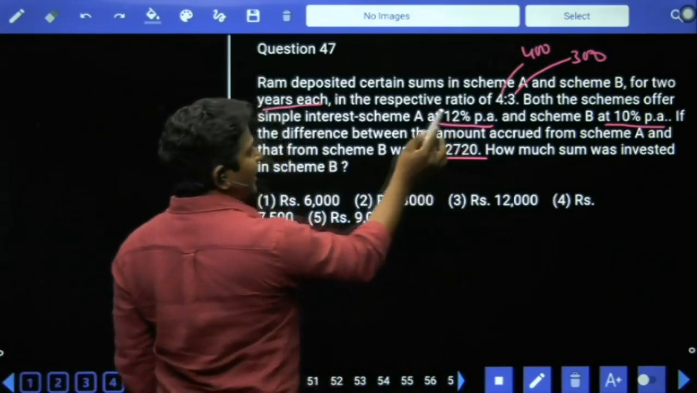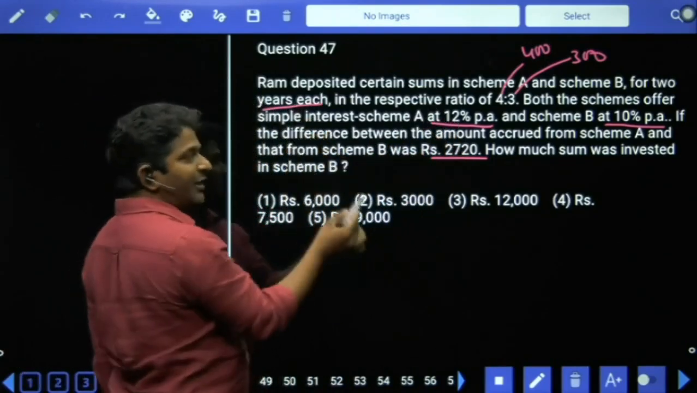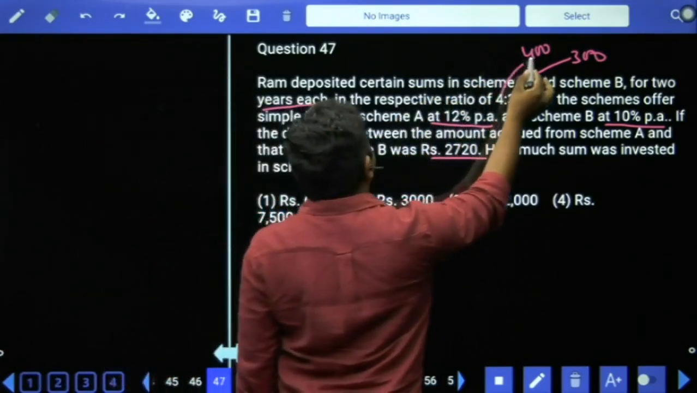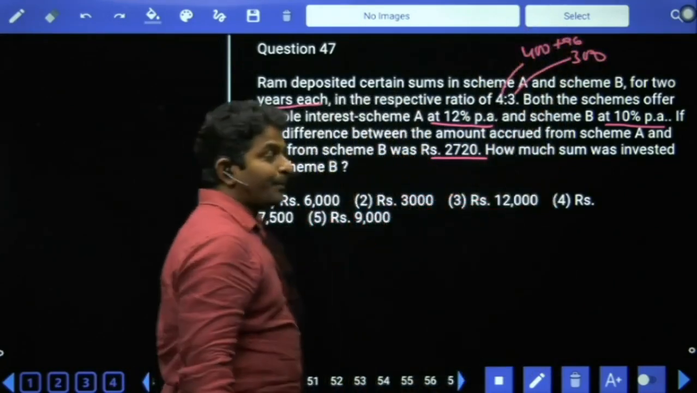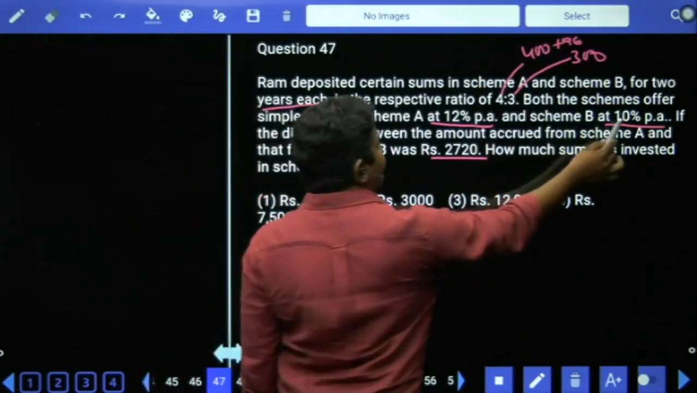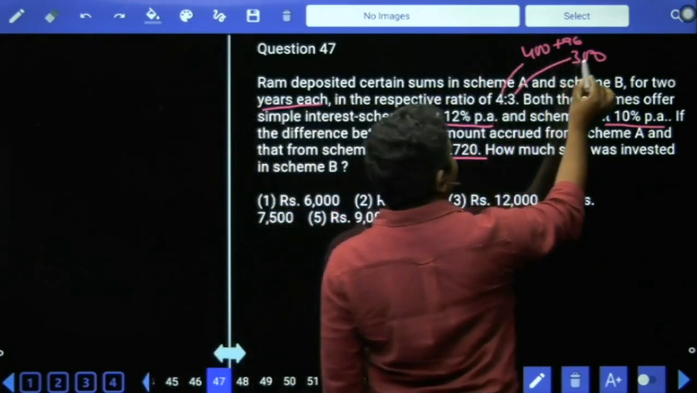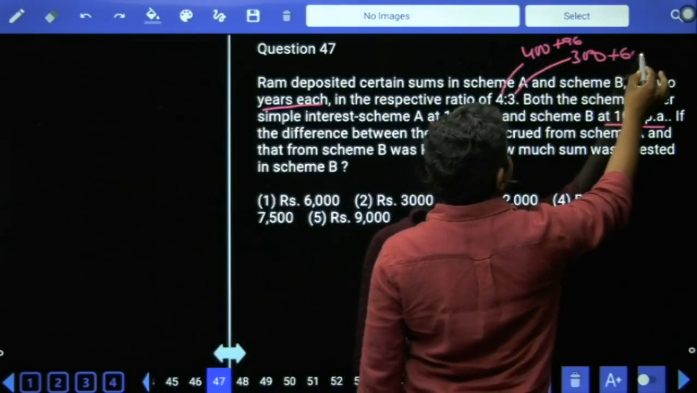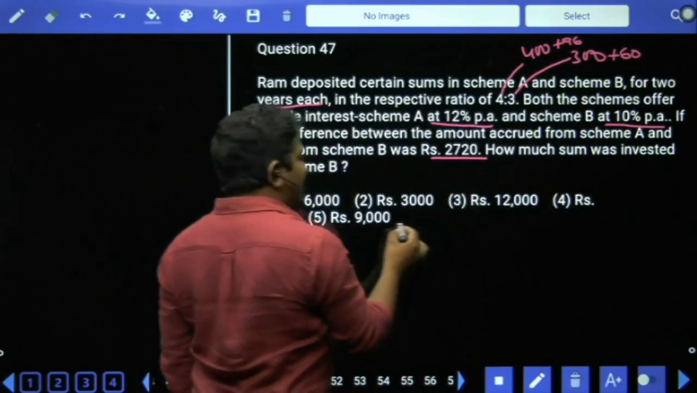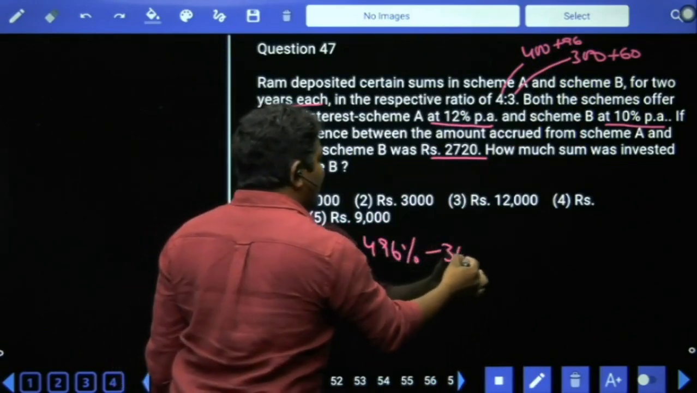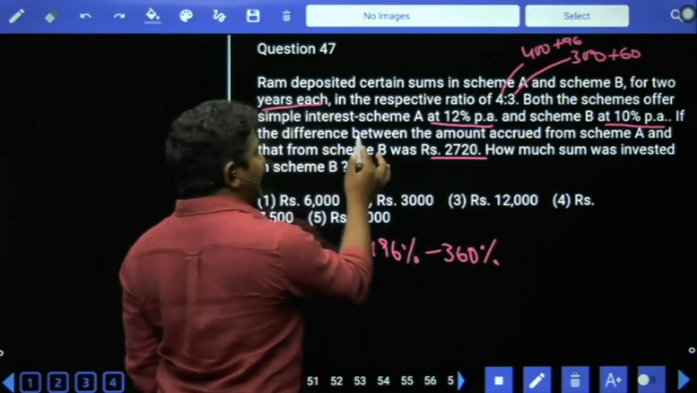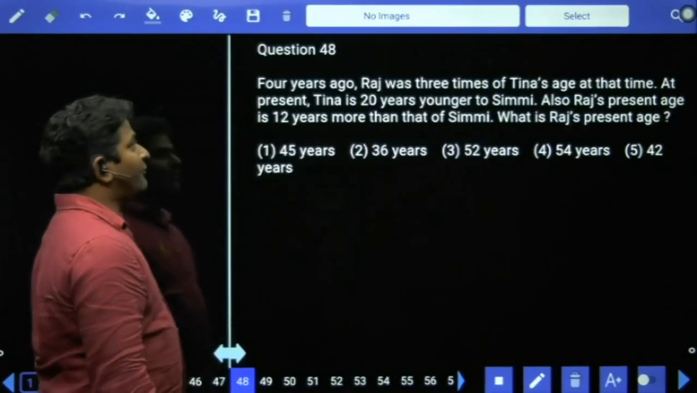In scheme A, we are getting 12% simple interest for 2 years, 24%. 24% of 400, that is 96%. Scheme B, 10% for 2 years, 20%. 20% of this number, that is 60. So the amount obtained from scheme A is 496%, and from scheme B 360%. The difference is equal to 48.